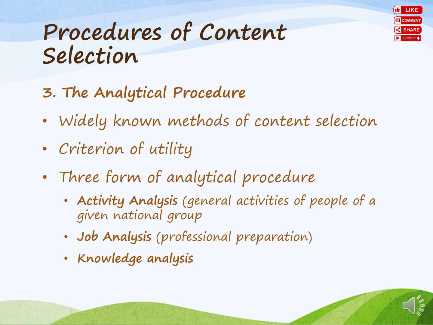The third is the analytical procedure. In this, the widely known method of the content selection. Criteria of utility. There are three forms of analytical procedure. The first is activity analysis, like general activity of people of a given national group. Next is job analysis, like professional preparation. The third is knowledge analysis, like where they gain it or what are their procedures.